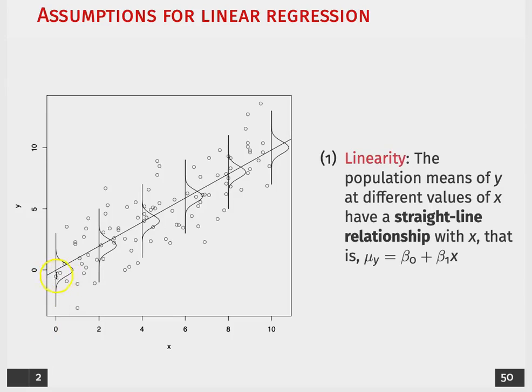So you can see that happening here, right? So the mean for the distribution at x equals 0 would be around here. The mean for x equals 2 would be around here. And again, we're fitting the regression line through each conditional mean.